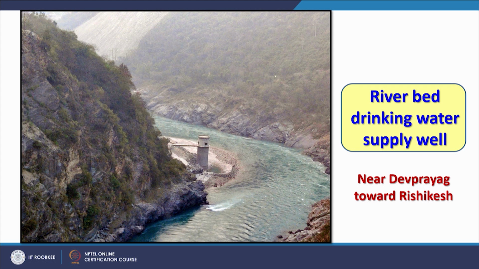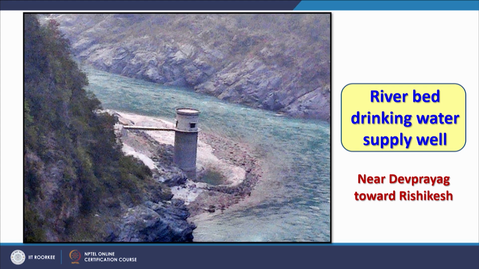So, this kind of structures you might observe in many areas, maybe not all the time in a hilly terrain, but in a flat terrain also. I thought this is a very good example to show how the riverbed drinking water supply well can be located and used for water supply.